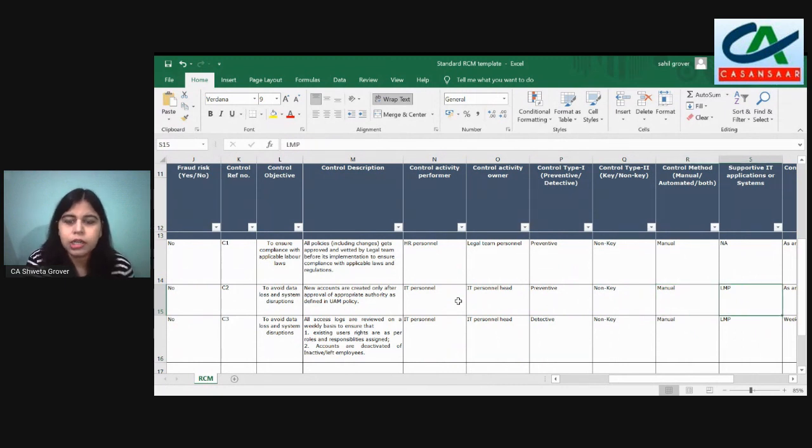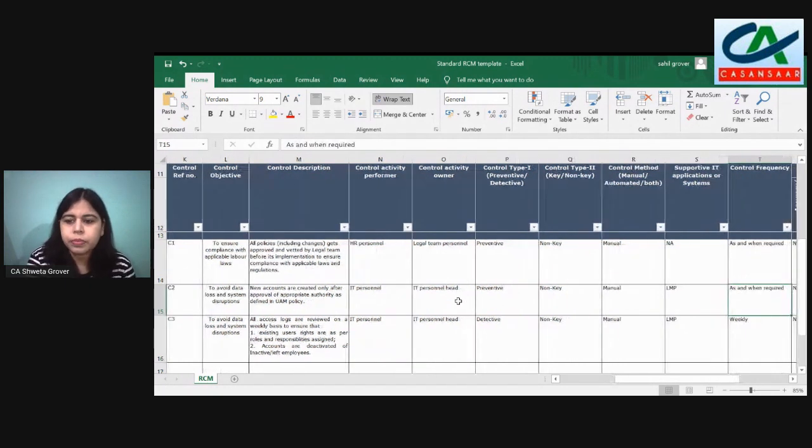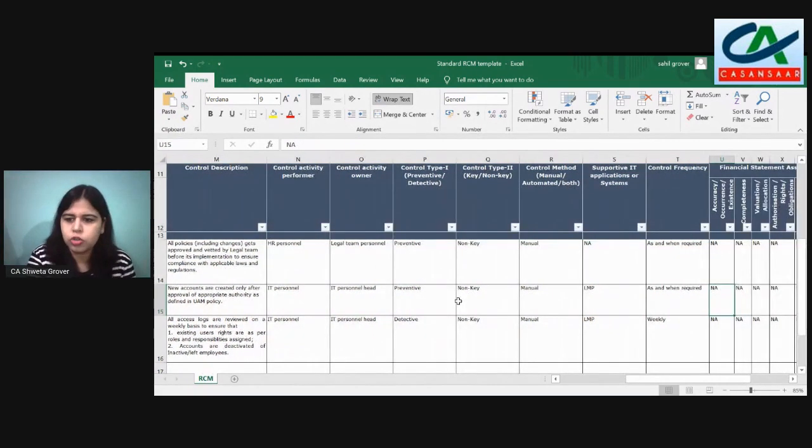Supportive application here is LMP, because this whole control and everything is for LMP, this leave management portal. Now again, the frequency would be as and when required, like whenever new joining would happen. So this will come into play, come into picture. So again, the financial statement assertions will be in it.